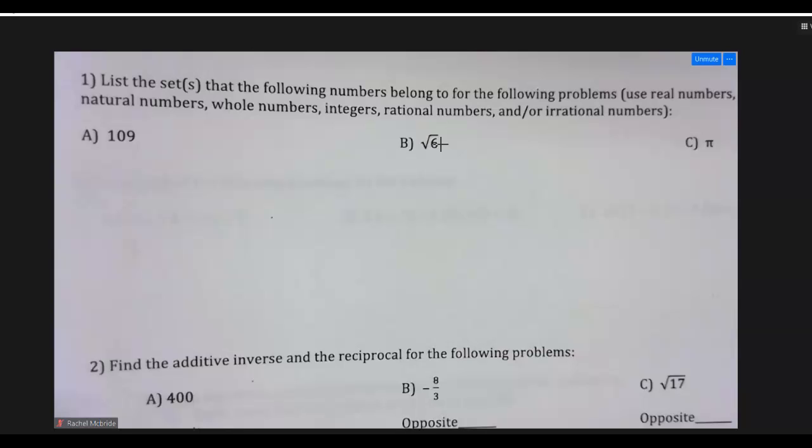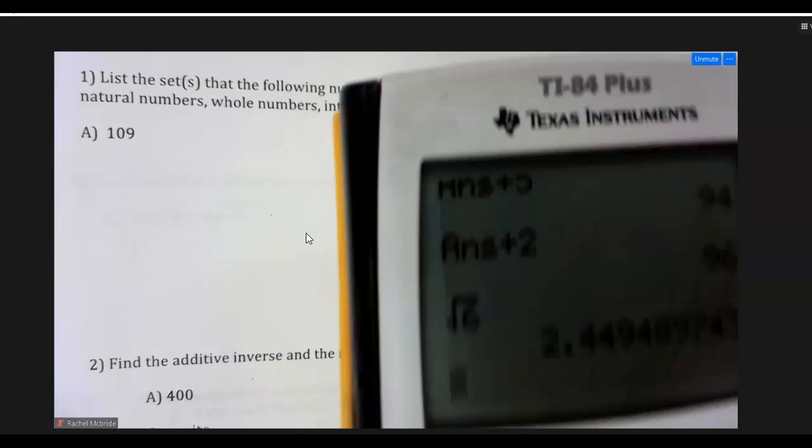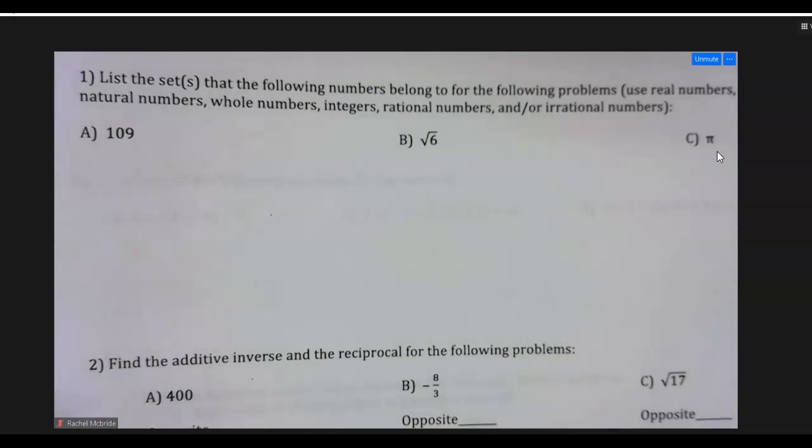Example B is an irrational. It's irrational because it is a square root, and when you type it in on your calculator, the square root of 6 gives you this crazy long decimal. And my camera is frozen. So it is a real irrational. And then if you look at pi, pi is also a real irrational.